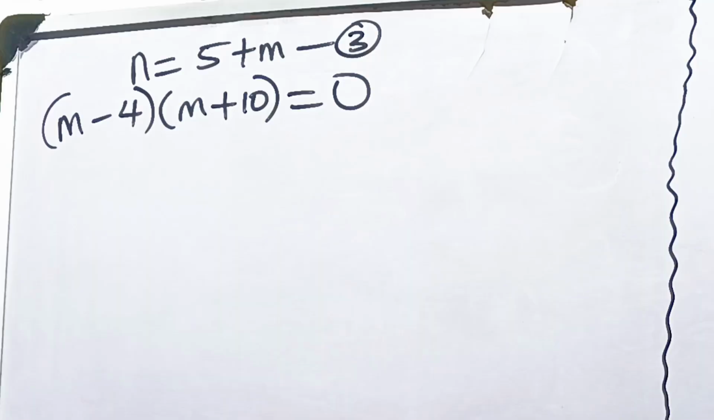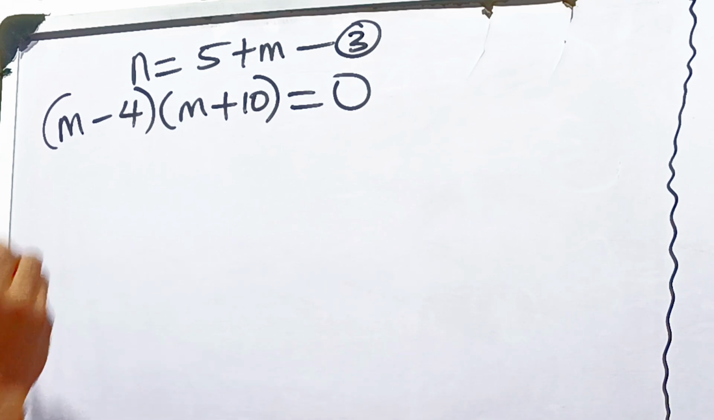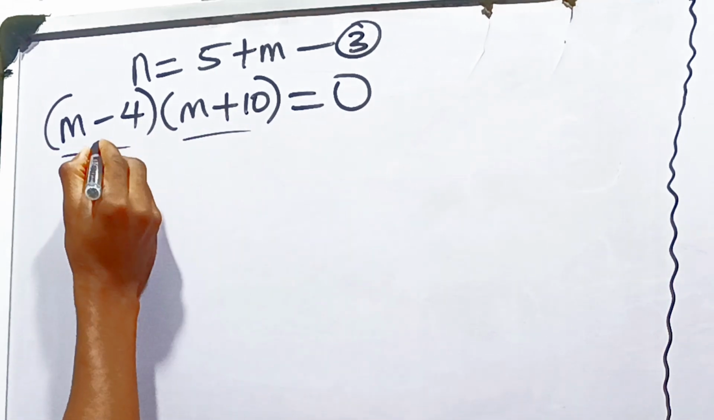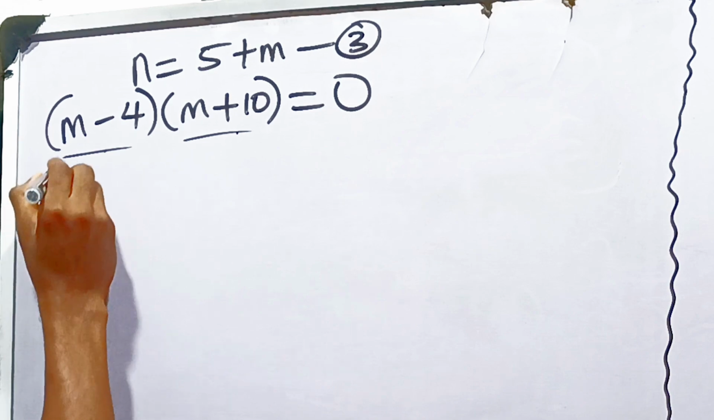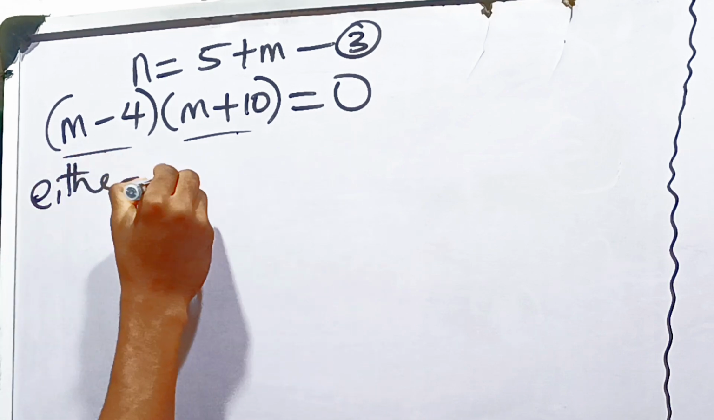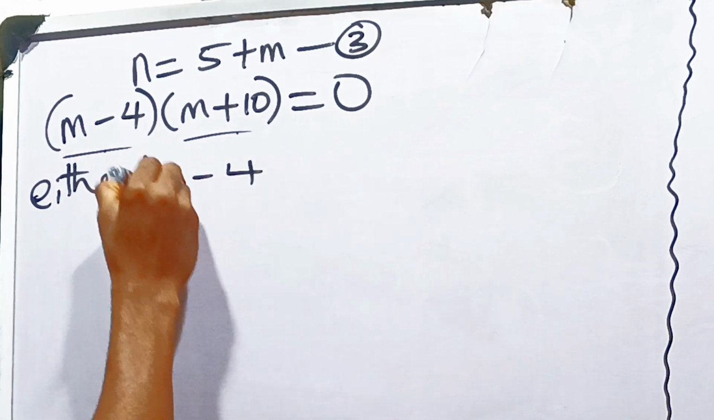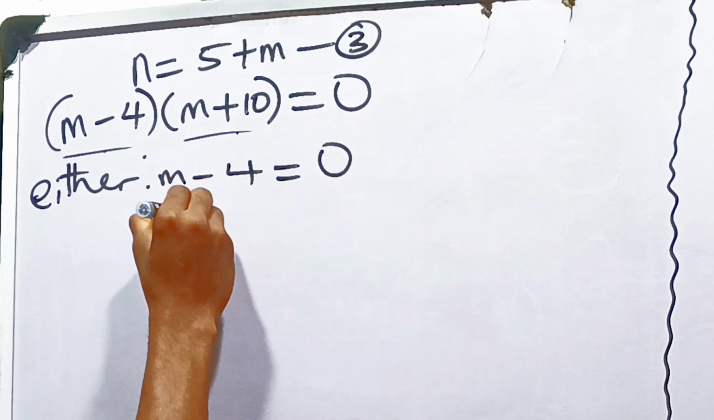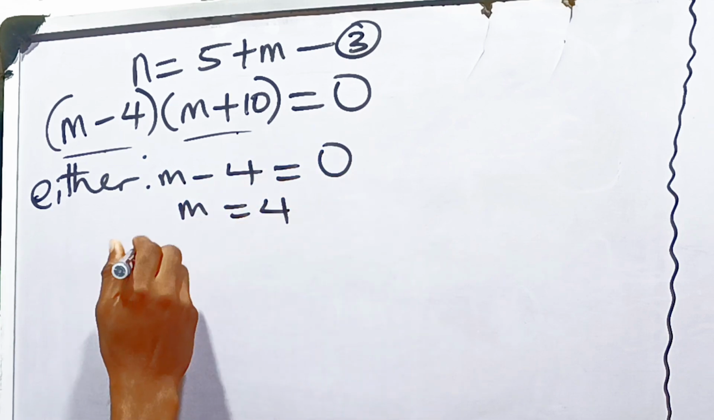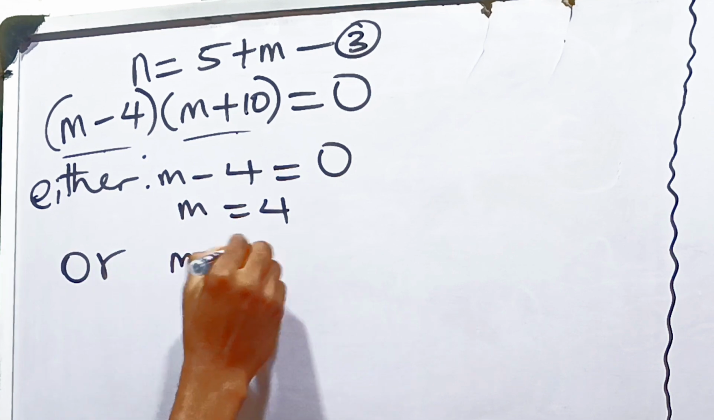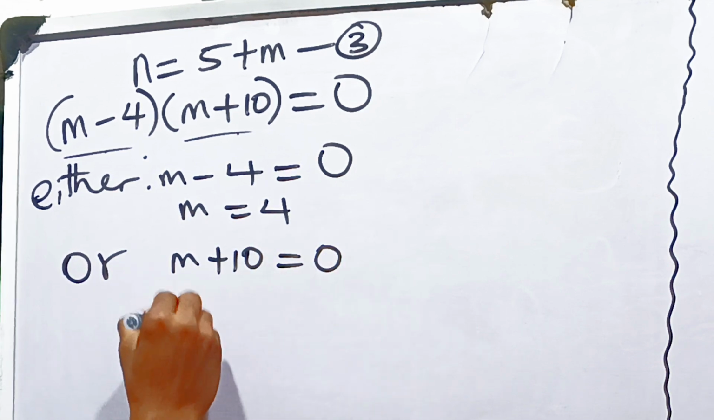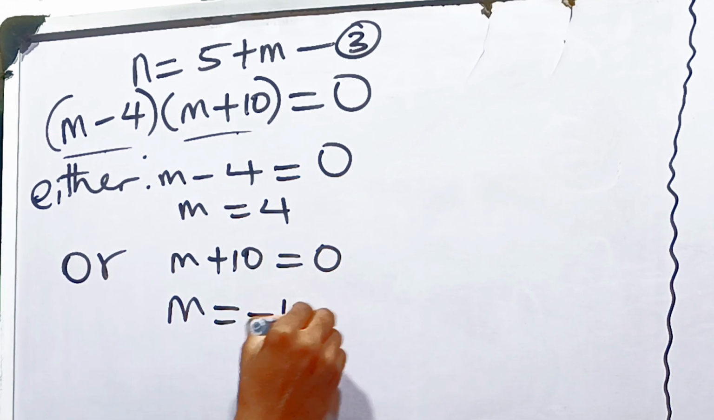Now moving on from here, when the product of two things is equal to 0, it's either the first one is equal to 0 or the second one is equal to 0. So it's either m minus 4 equals 0, hence m equals 4, or m plus 10 equals 0, hence m equals negative 10.